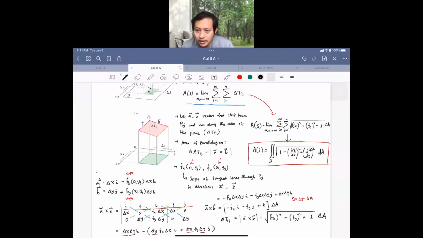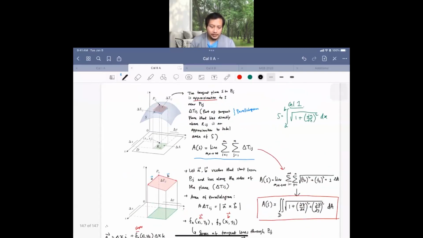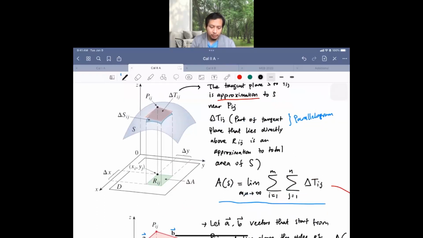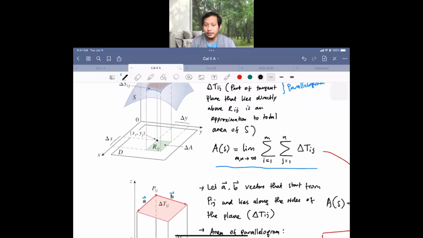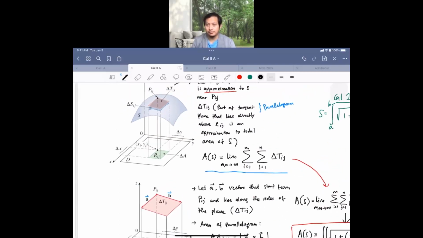So A is the area of the red part? Yes. Actually, the area is this one, the blue one here, but we are going to approach it through the red one. We approximate through the red one.